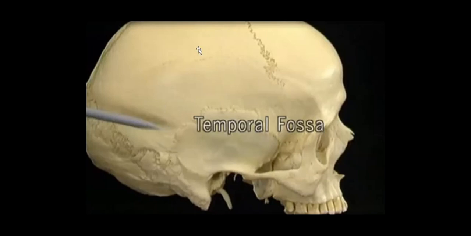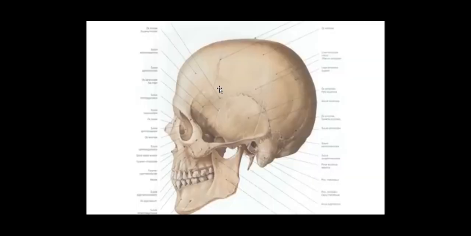Next, moving to the linea temporalis superior, it connects with the zygomatic process of the frontal bone. Next, the frontal process of the zygomatic bone. Next, moving along this line to the temporal process of the zygomatic bone, connecting with the zygomatic process of the temporal bone. Here is part of the temporal fossa. In this fossa is located a big masticatory muscle, the temporal muscle.